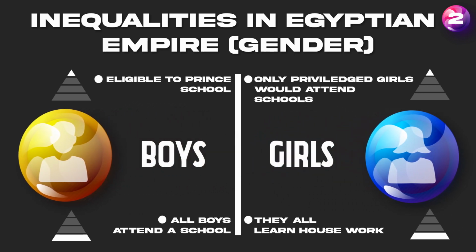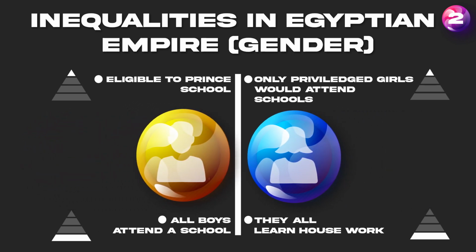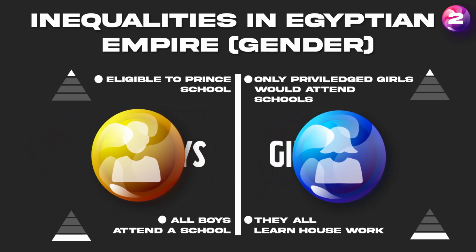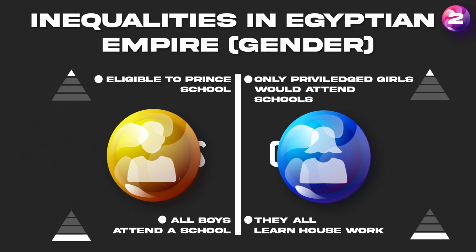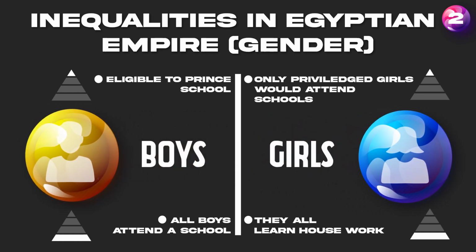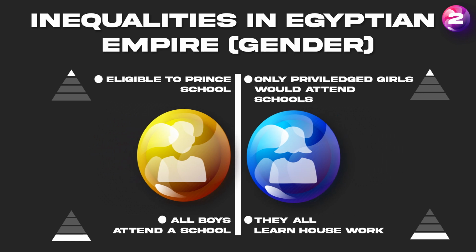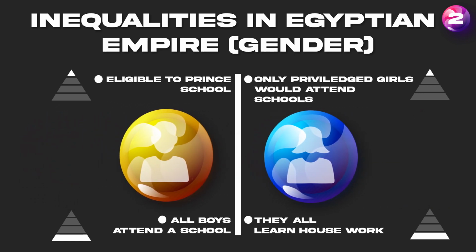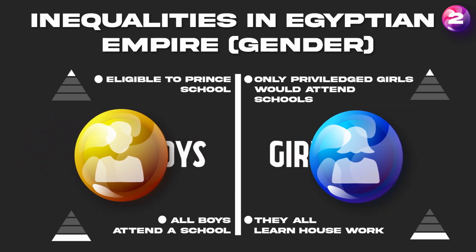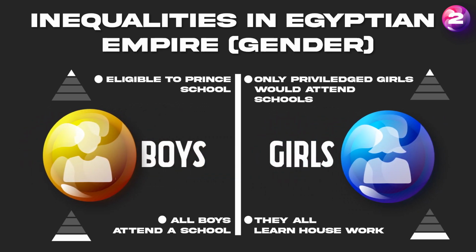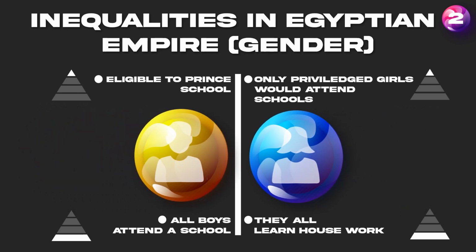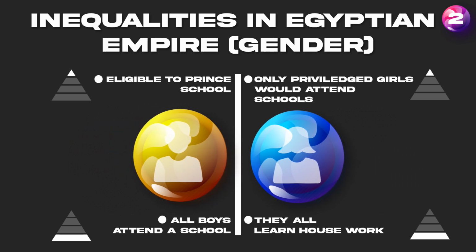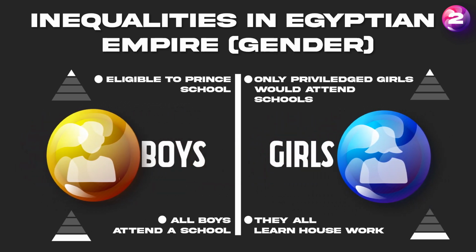The boys from high social classes were eligible to prince school where the education quality was the highest. However, if you were a girl from high social classes, you were happy to attend a school, and if you were a girl from lower social classes, you were only taught to do housework. However, if you were a boy from lower social classes, you would still attend a school. And with high success in your work, you could even attend prince school.